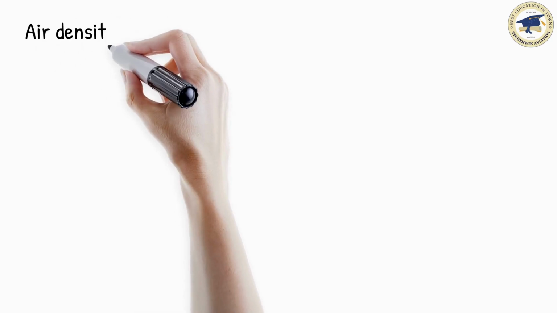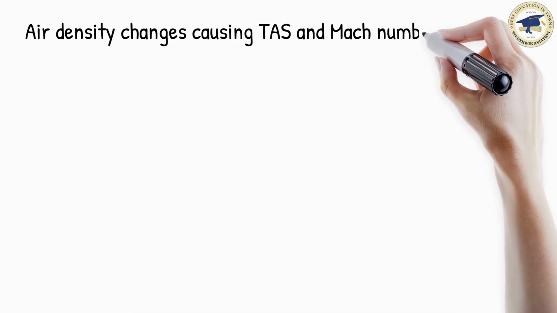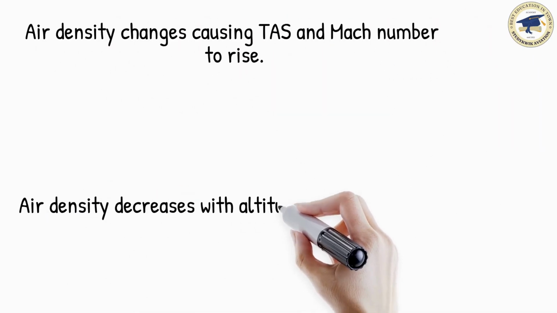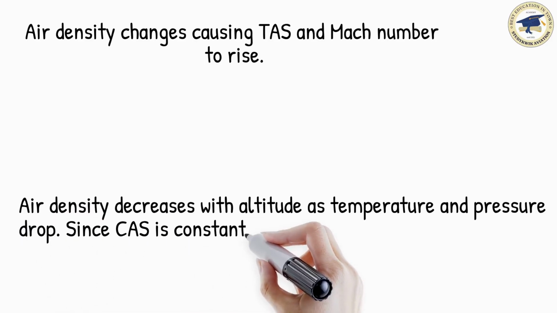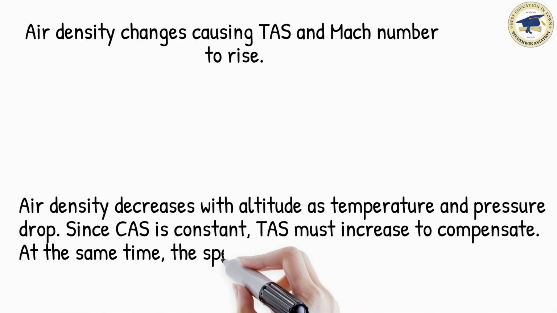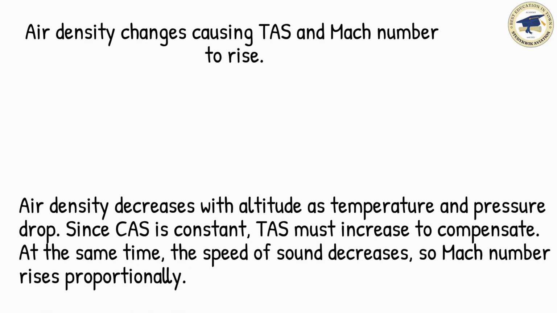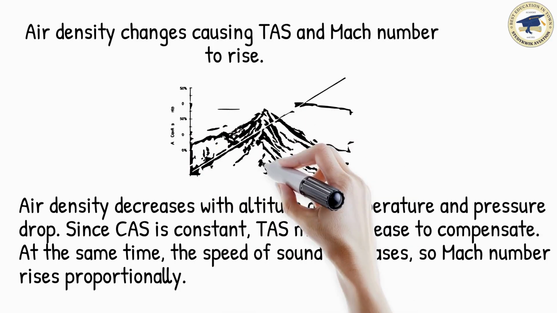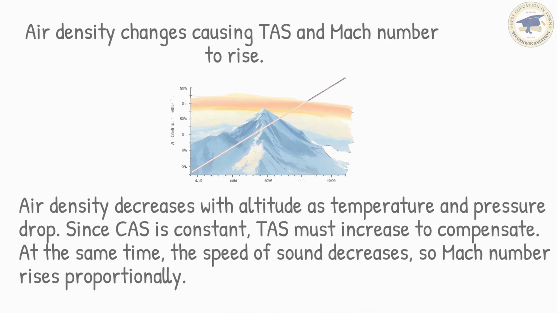Why does this happen? Air density decreases with altitude as temperature and pressure drop. Since CAS is constant, TAS must increase to compensate. At the same time, the speed of sound decreases, so Mach number rises proportionally.